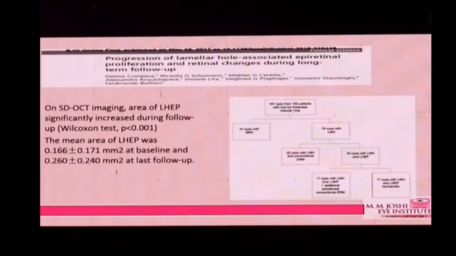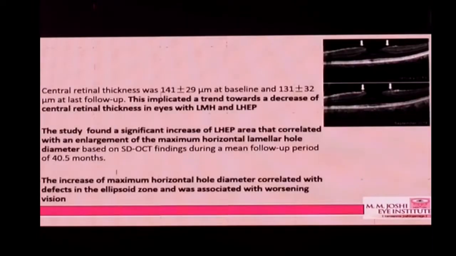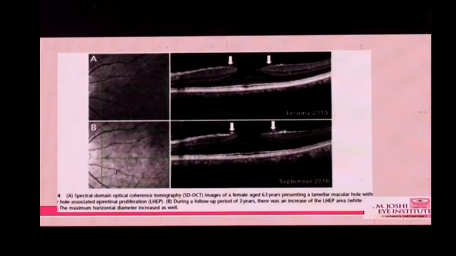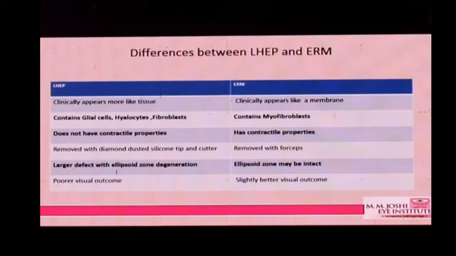This is the last study which I am going to show. It has shown that the central retinal thickness was 141 at baseline, and when they did the follow-up, they could see that the central retinal thickness started coming down and down, and they also found a significant increase in the area of LHEP, along with a significant increase in the ellipsoid zone disruption as well. So we need to especially watch these cases of LHEP. Progressively we need to monitor, because they might have a larger horizontal diameter hole defect along with the ellipsoid zone disruption. So probably this is the juncture where you have to jump in and do the surgeries. This is January 2013 and September 2016 where they have shown.